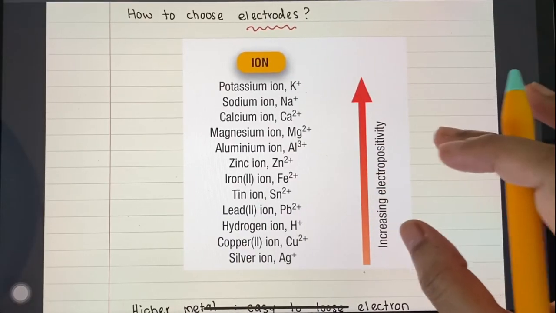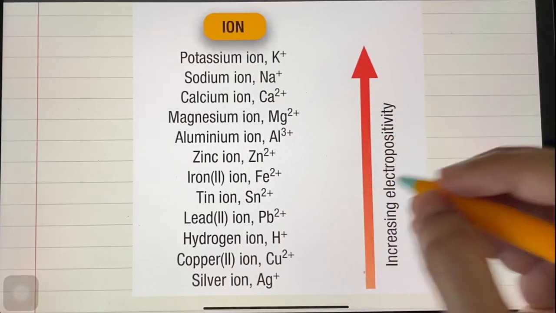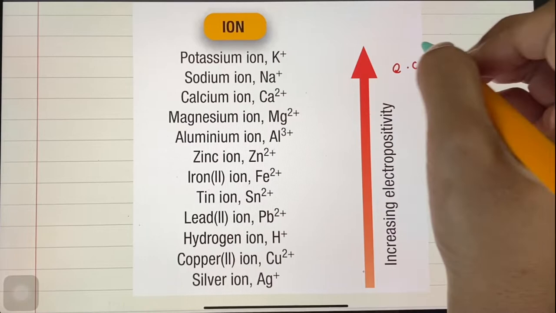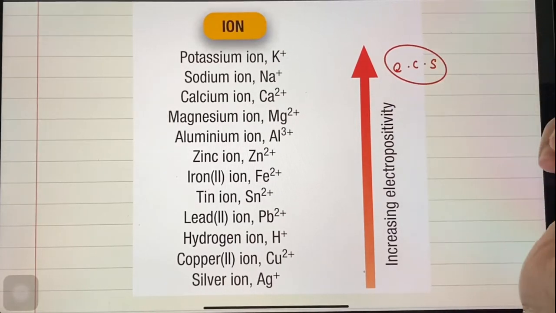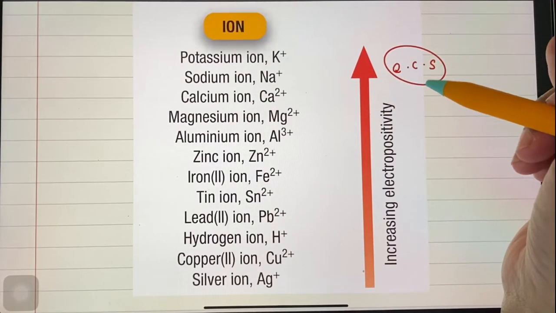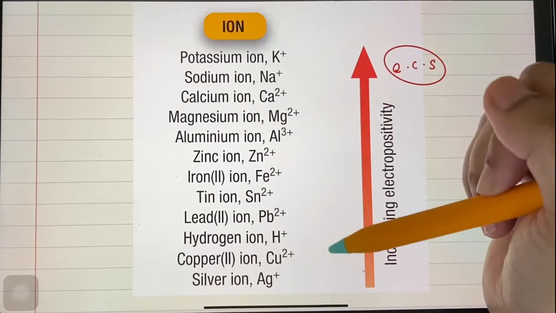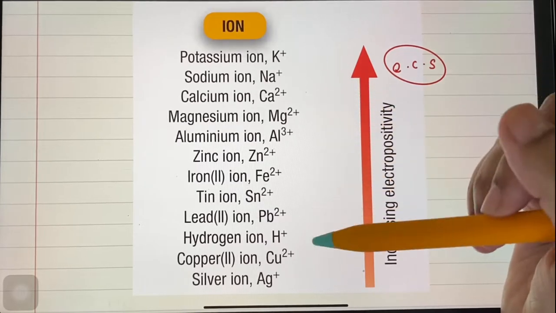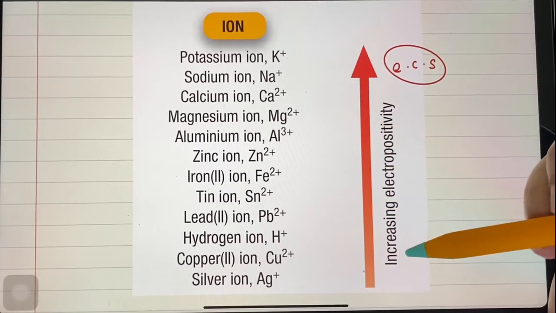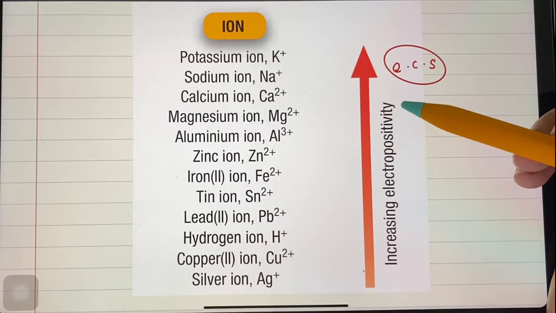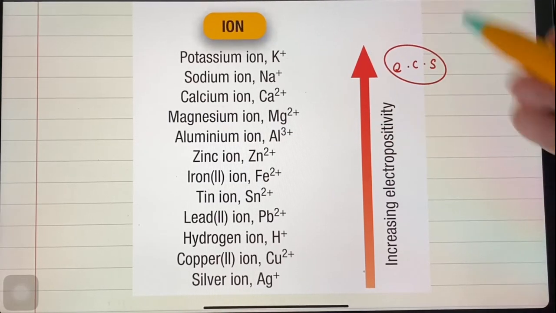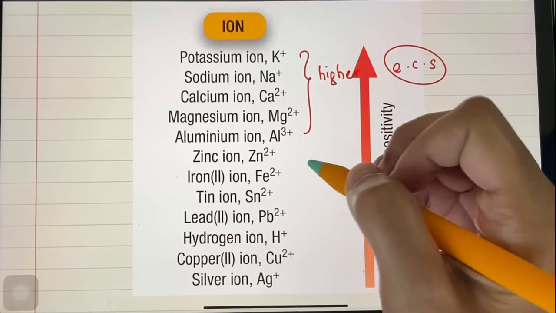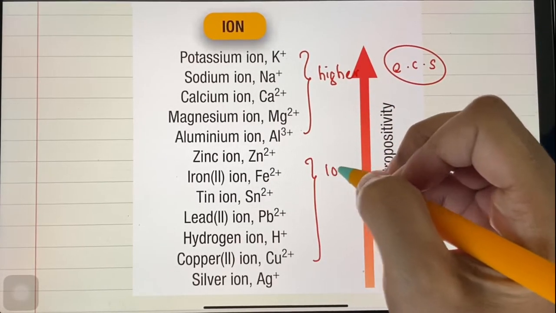So, to choose an electrode, first thing you need to refer to the electrochemical series. Okay, this is very important for you all. You must remember, you must follow electrochemical series. So, based on the electrochemical series, as we go up the series, it will increase the electropositivity. What does it mean? What happened to the metal on top at the higher position? Okay, what happened to the metal on the lower position?